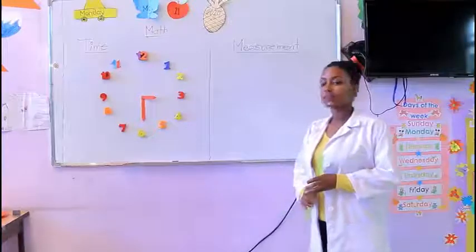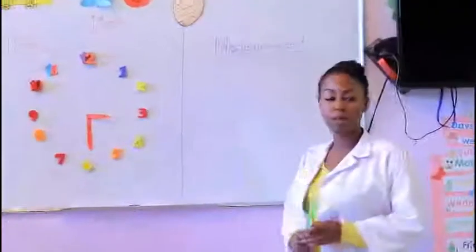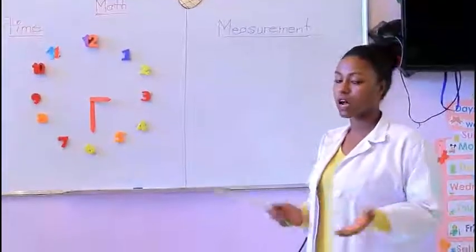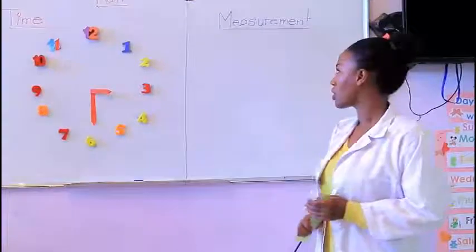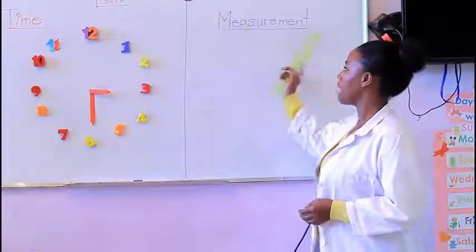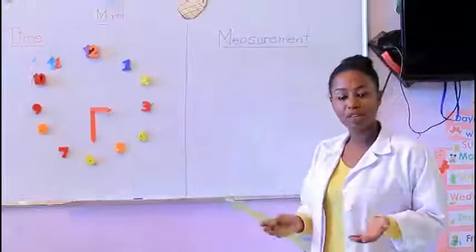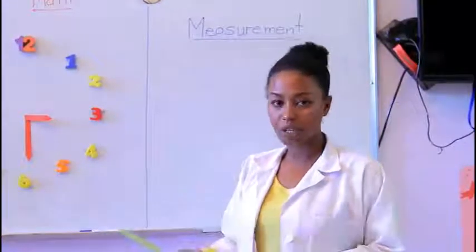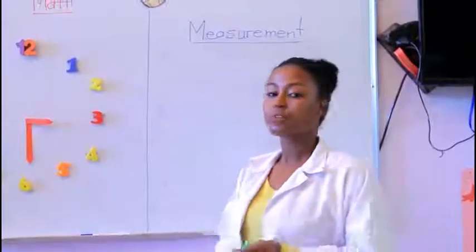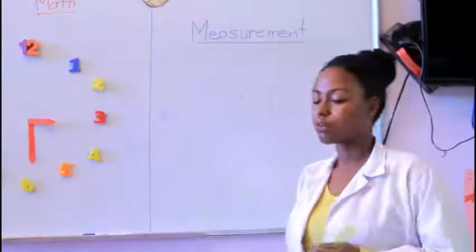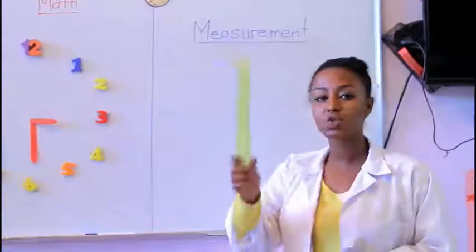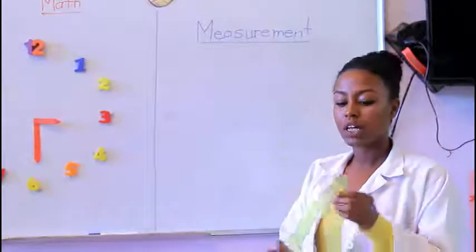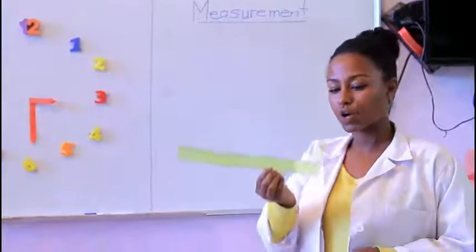Okay, kids? Now we will see how we measure the things around us using the ruler. Before that, what do we mean by measurement? Measurement means measuring something. It is the act of measuring something using different kinds of measurement instruments. This is one measurement instrument.